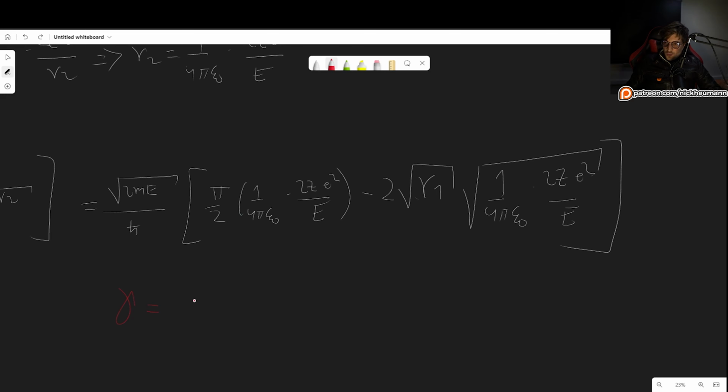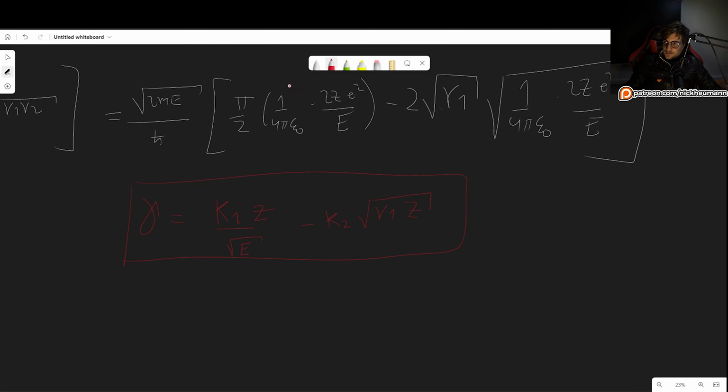So by doing that, we can write this as some constant k1 times z, and then we have the square root of E divided by E, so we get divided by the square root of E. And then we have this other thing there, so we can write it still as a minus, and then some other constant, k2, and then the square root of r1, the square root of z, and the energies cancel out, so it's actually just like this. There we go. And what exactly are k1 and k2?